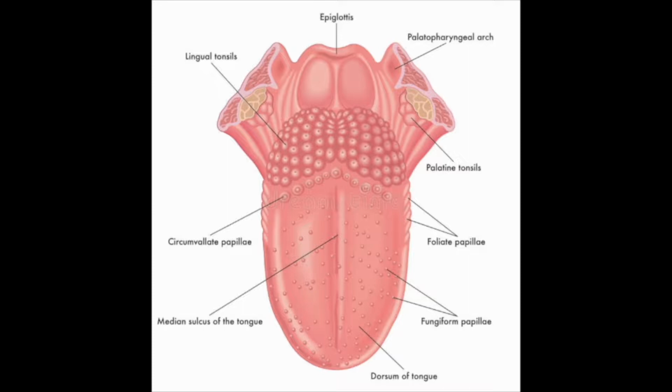The muscles of the tongue consist of both intrinsic and extrinsic muscles. Examples of the intrinsic muscles are superior longitudinal, inferior longitudinal, vertical muscles, and transverse muscles. And the extrinsic muscles of the tongue are the genioglossus, hyoglossus, palatoglossus, and the styloglossus.